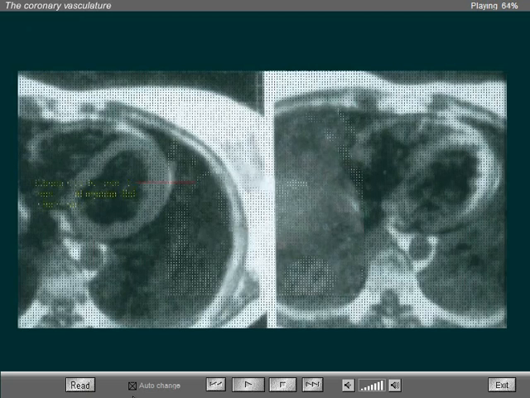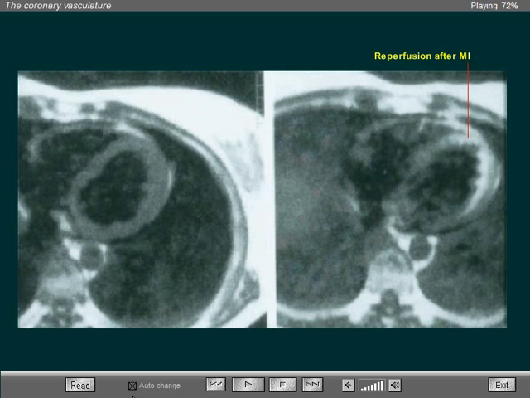When injecting a paramagnetic contrast agent, we can accentuate the abnormality. It's indicated in the right picture of this case that had a myocardial infarction involving the anterolateral wall of the left ventricle.